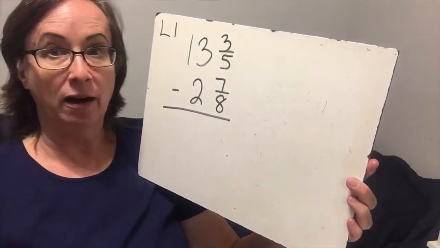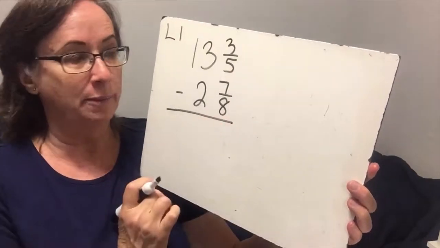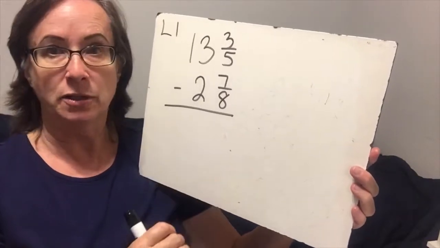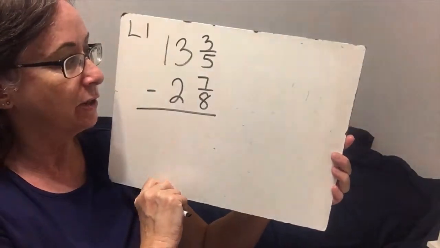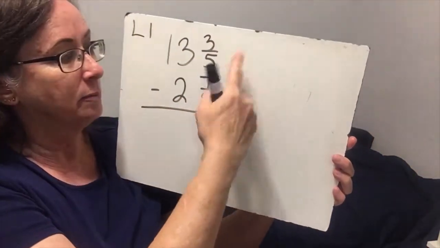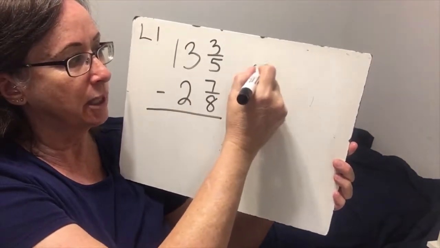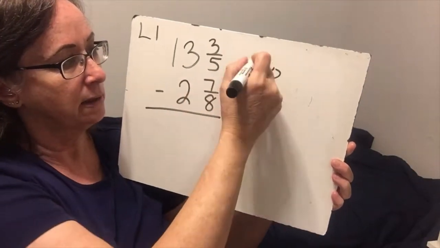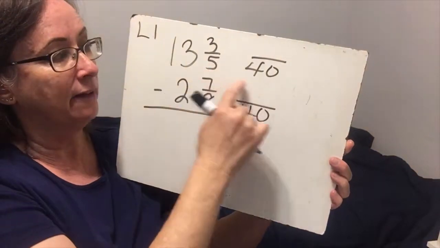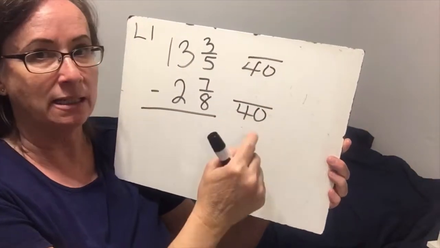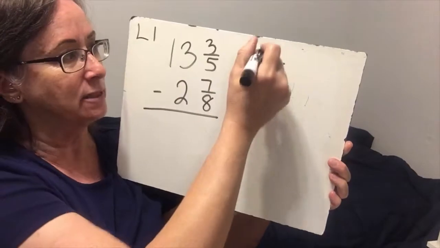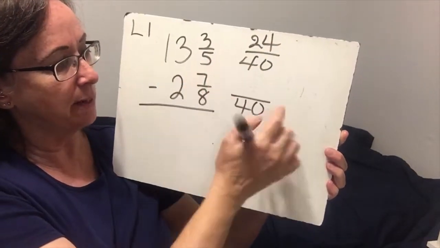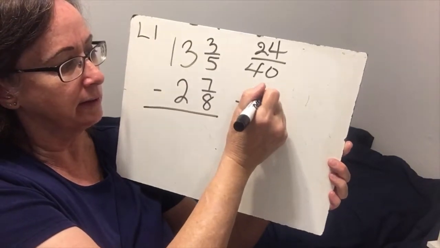Okay, so now we are again having to get common denominators because we cannot add or subtract fractions or mixed numbers that don't have common denominators. So now we're going to recall that this is going to be a 40 and a 40, 5 and 8. And then the 5 goes into 40 8 times, so 8 is going to be my multiple. 3 times 8 is 24. And 7 times 5 is 35.